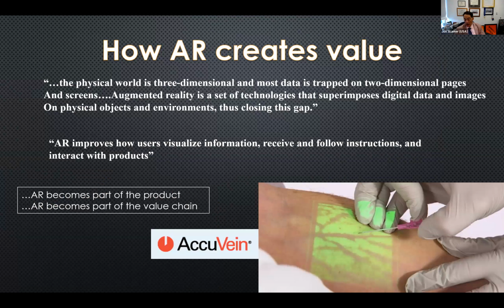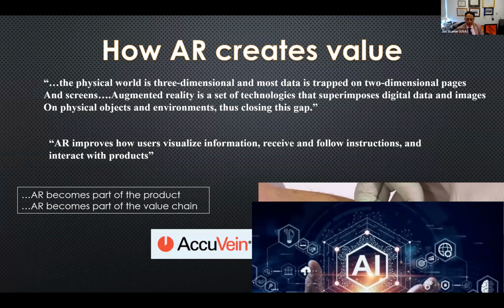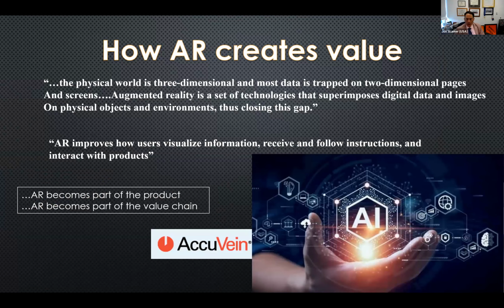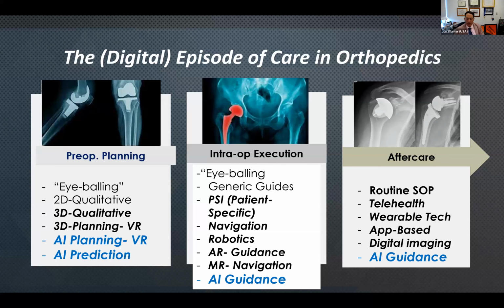We use our iPhone. There's AI in that. We use Amazon. There's AI in that. We've been doing this for some time. It's only a matter of time before it becomes automatic in what we deliver as physicians. So think about this for a minute. How about if we considered the episode of care in any orthopedic procedure that we do in the context of digital possibilities, pre-op planning, intraoperative execution, and aftercare?